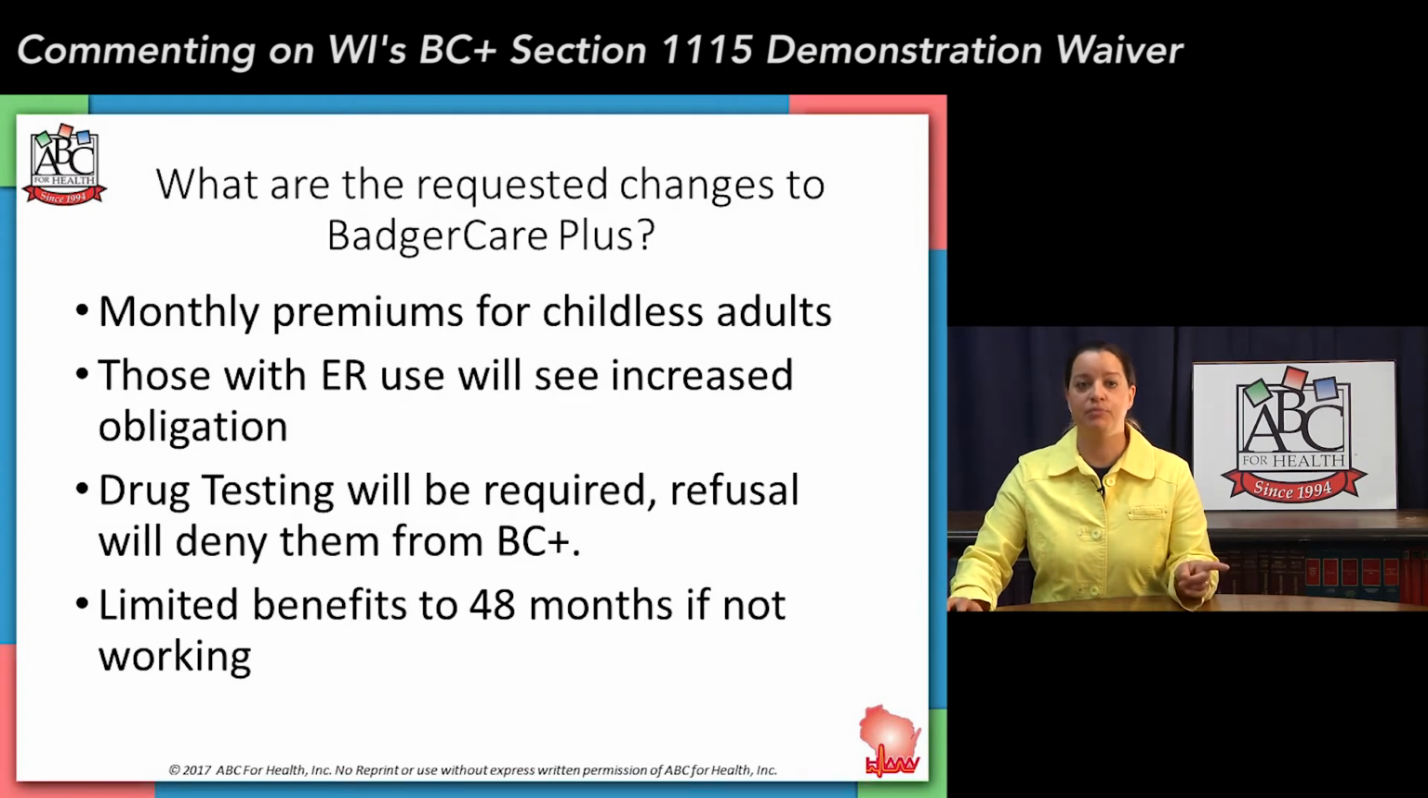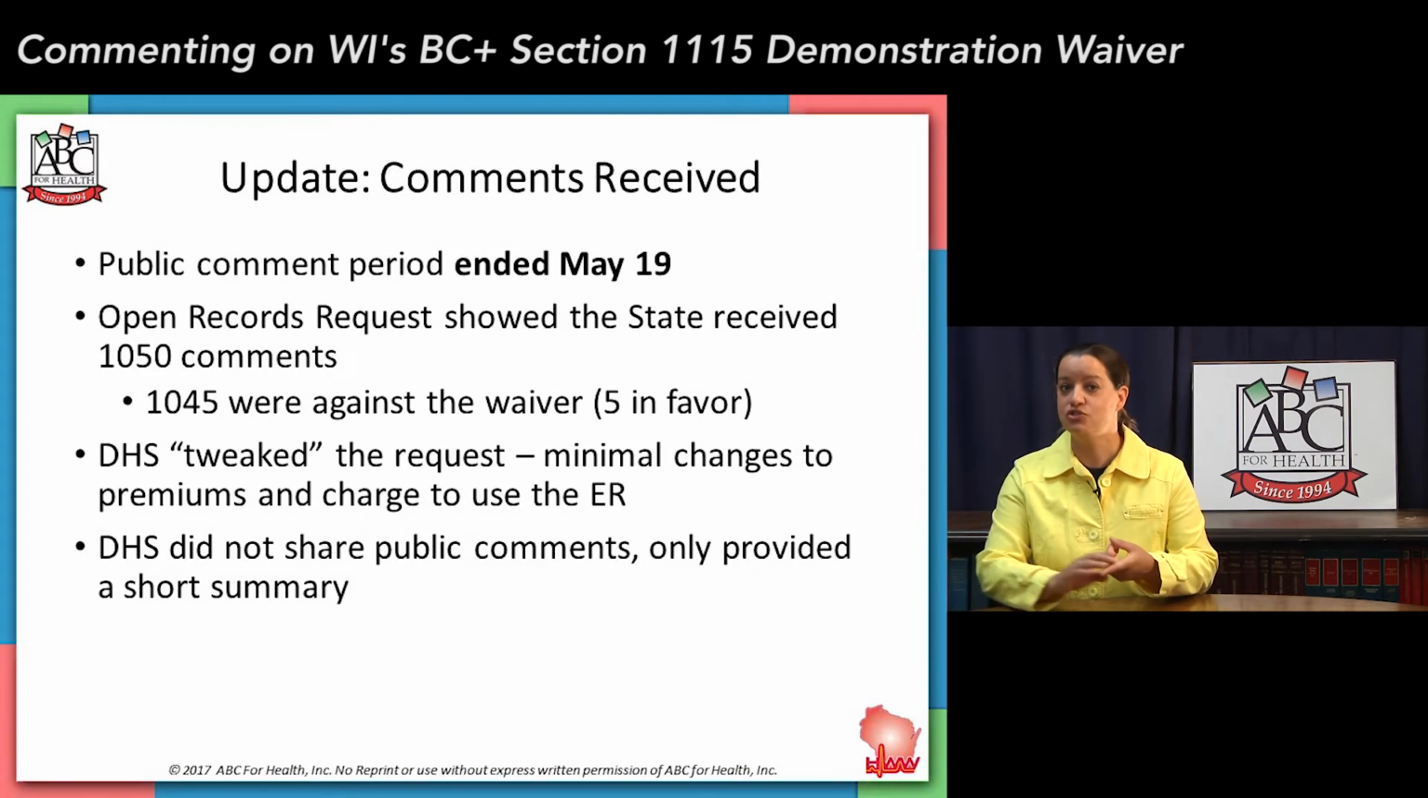The state public comment period ended May 19th. They received over 1,000 comments. They then had to produce a summary of those comments, which they did in a meager 8 pages, and then they made a couple tweaks to what those premiums look like and to what that cover charge for using the emergency room looked like for childless adults, and they sent it to the feds.